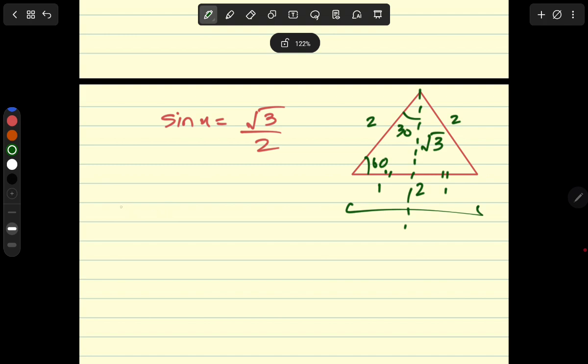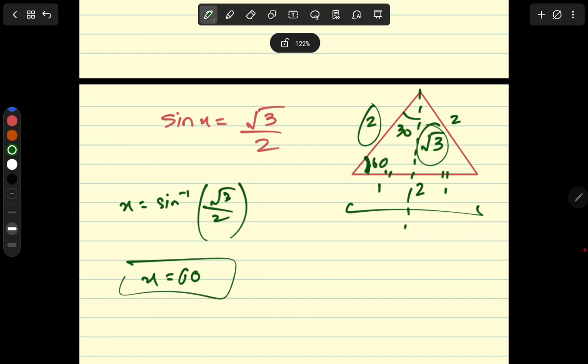So now I can see that x is going to be equal to sine inverse of root 3 over 2, which is this over this. So x is ought to be 60. So the basic angle is 60, we already know, right?